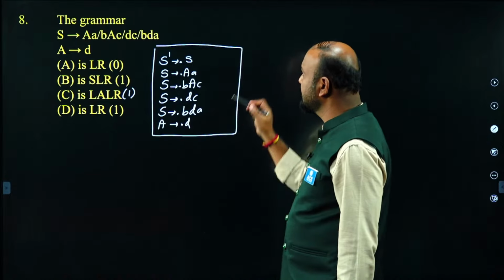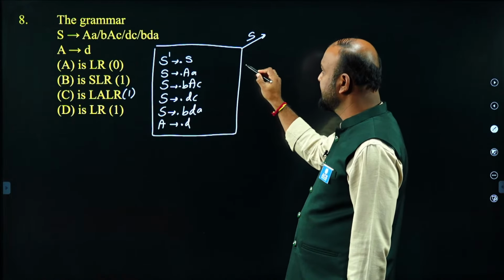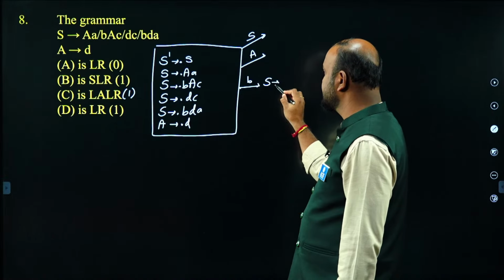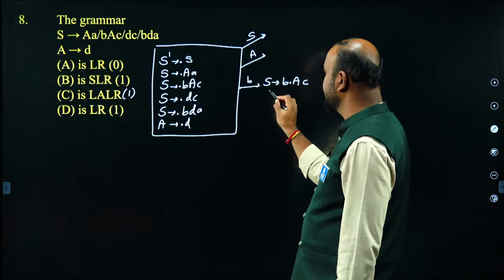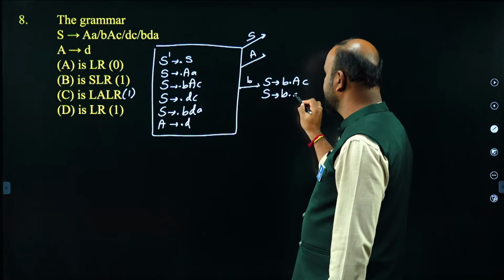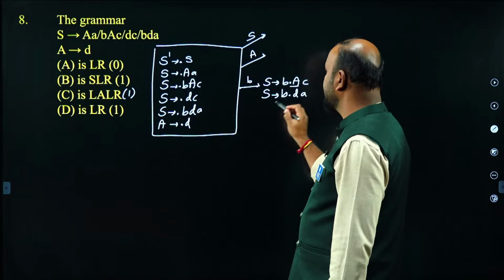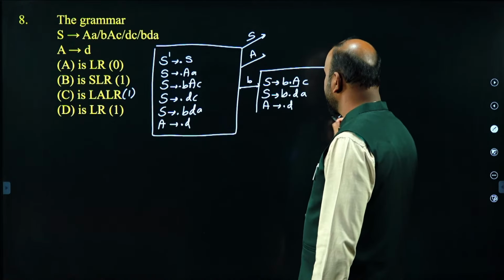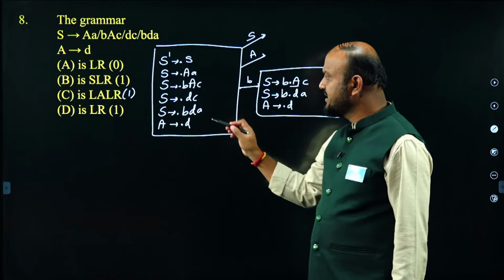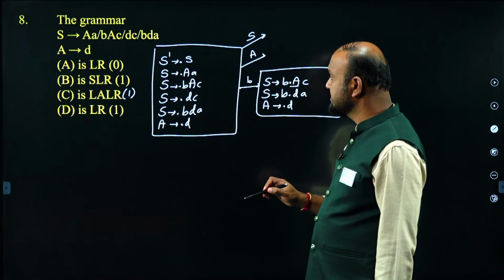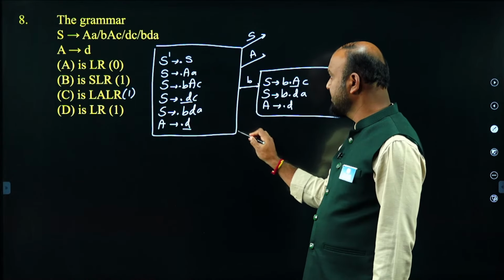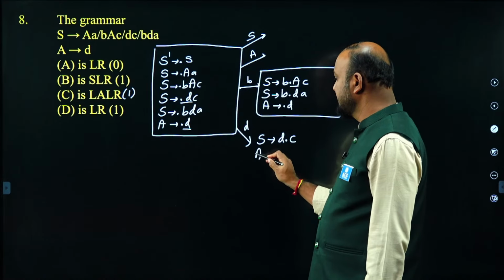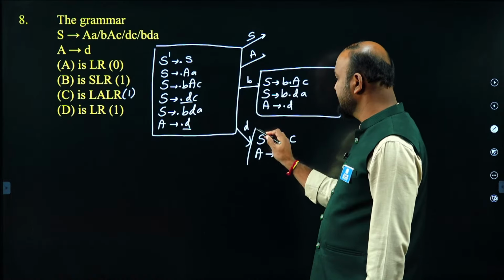Now when you move the dot one position to the right, with respect to S one item, with respect to A one item, with respect to b two items are possible. Look at S tends to b dot A c, S tends to b dot d a, because of dot capital A, production A tends to dot d. Okay. Do you have any conflicting states here? No. But you can see, with respect to d, we have two possibilities. That is S deriving d dot c and A deriving d dot.